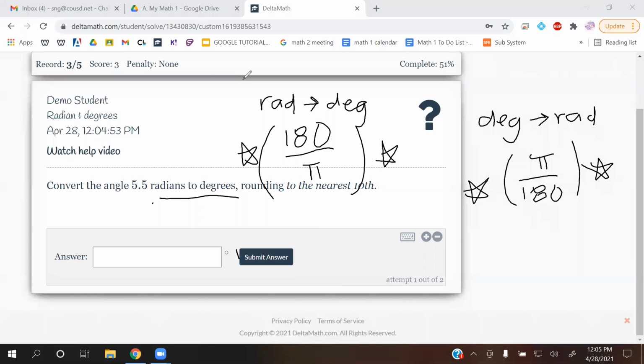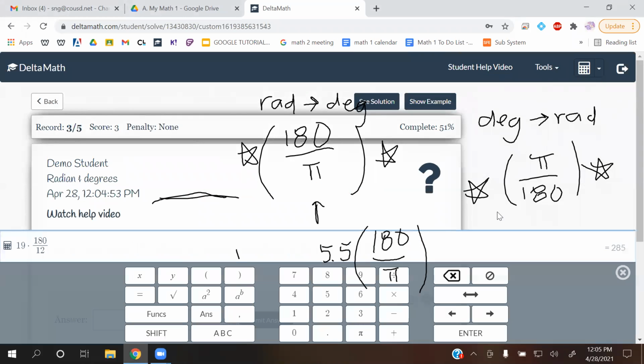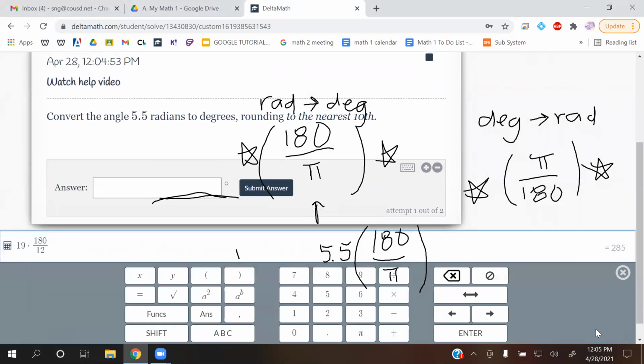So we're using radians to degrees. That will be this special fraction. So we have 5.5 radians to degrees. I'm just going to multiply it by 180 over pi. There's no pi's to cancel. That's okay. You're just going to type that into the calculator.